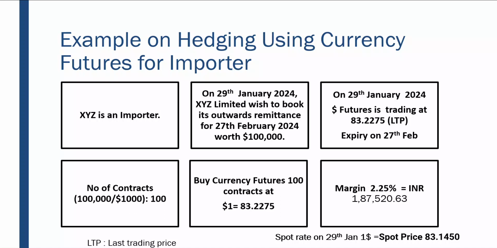Margin is on 83.2275 into $1 lakh into 2.25%. So that will work out to be 1,87,520. You can do that math if you want later on. That is immaterial, that's just the mathematics.